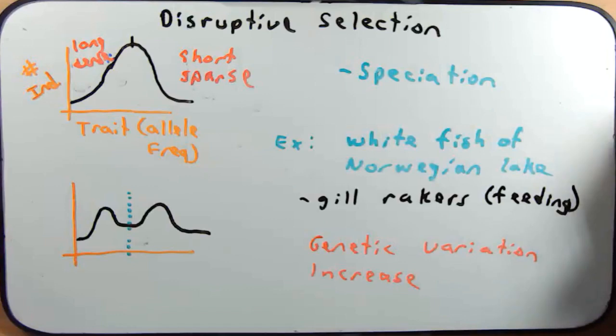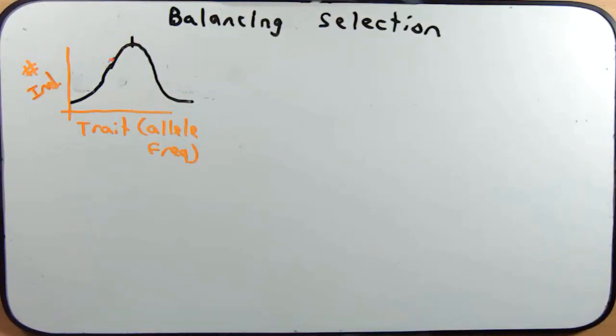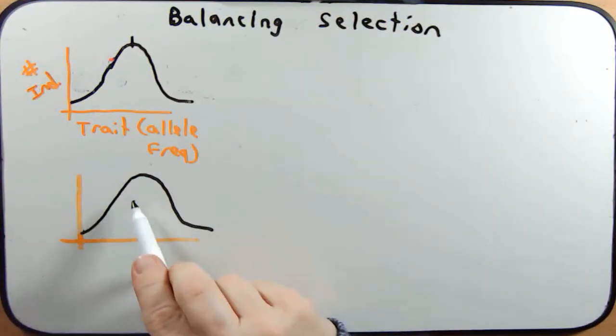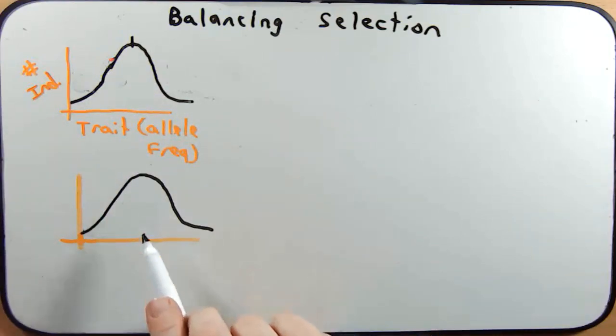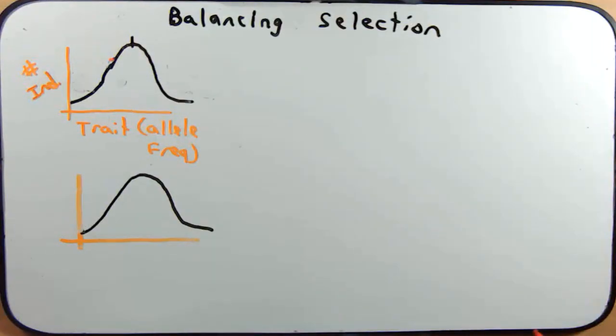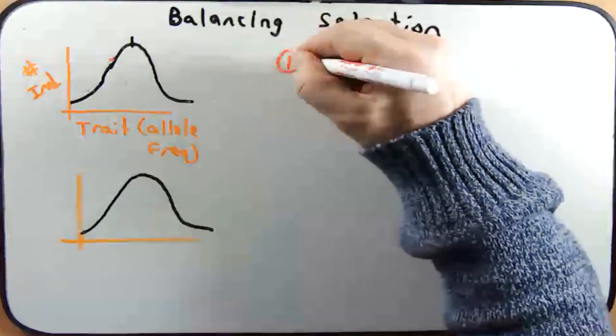Okay, let's go ahead and move on to our last one, balancing selection. Now, in this type of selection, remember, no single phenotype is favored in all populations of a species at a given time. So what that means is that the distribution and the average remains the same. These are supposed to be the same. They're not identical, but the idea is that they're supposed to be the exact same. There are a few ways that we can see balancing selection, but I want to talk about two specific ways.